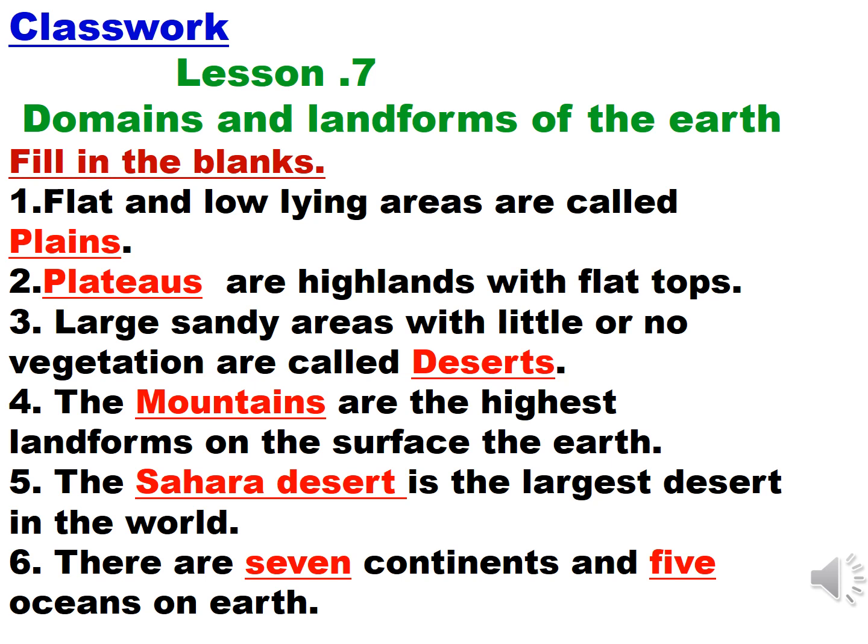Write sixth one. There are 7 continents and 5 oceans on earth. See the slide and write correctly. Don't make mistakes, children. Write correct spelling. There are 7 continents and 5 oceans on the earth. Underline 7 and 5. Okay.